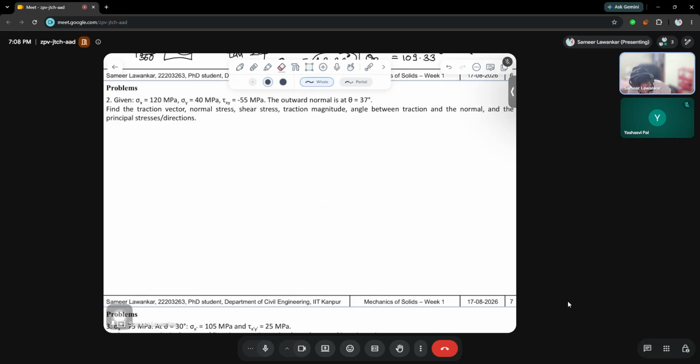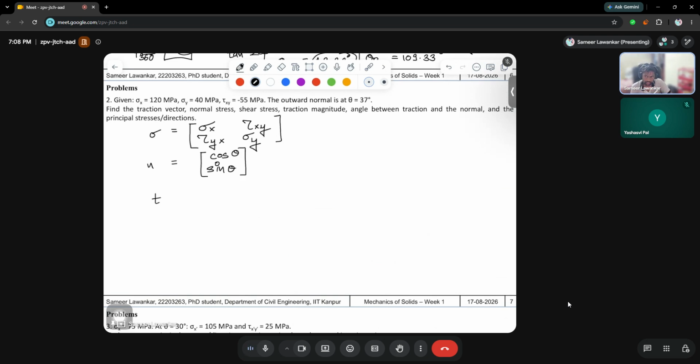Okay, so find the traction vector. First of all, I need to explain what a traction vector is. We need to understand all these terms in vector terminology. When we write sigma in vector terms, sigma is sigma x, sigma y, tau xy, tau yx. I will leave the calculation part to you. And what is n? n is a normal vector, basically cos theta, sin theta. Okay. Now traction.